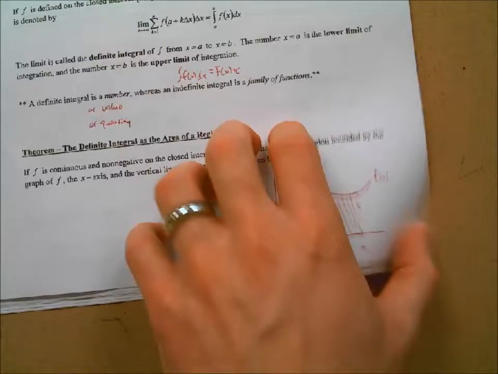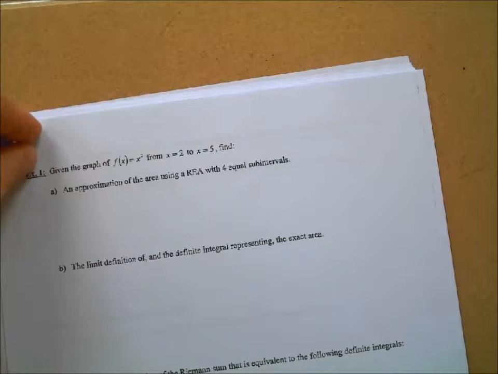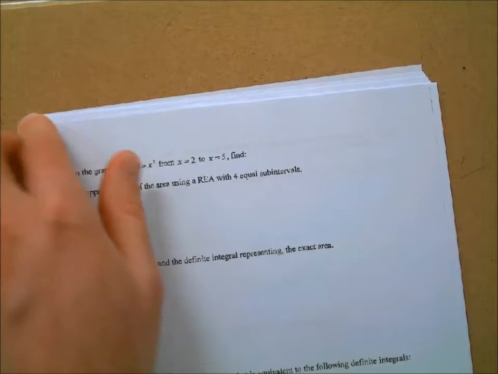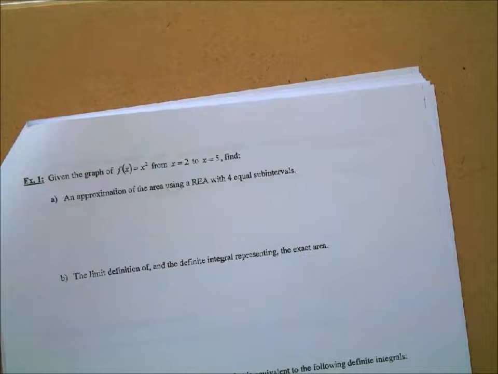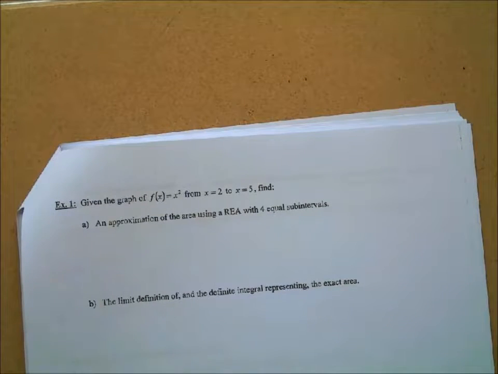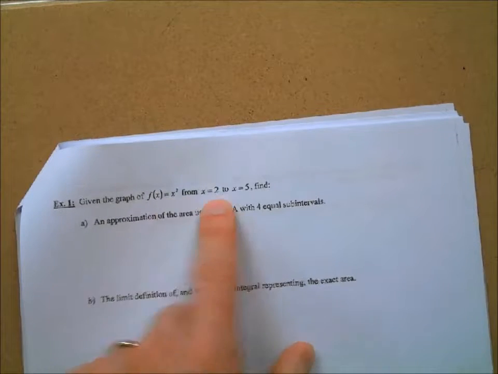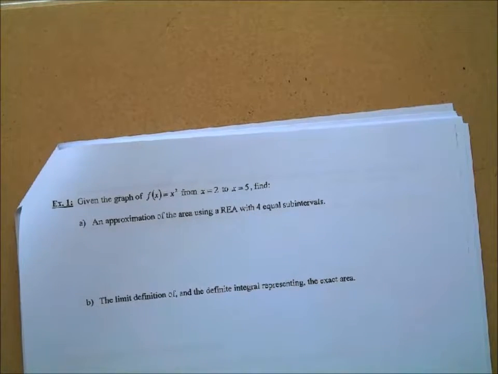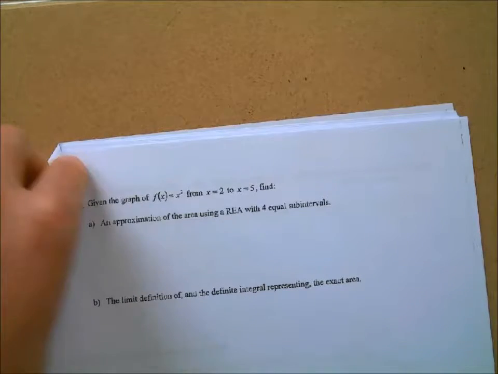Okay, so let's see how we're going to actually use this. Let's do some stuff. So why don't you guys go ahead, example 1a, you do this one. Give an approximation of the area of this curve from 2 to 5 with 4 equal subintervals. Maybe I'll help you get started here because those subintervals are a little bit funky.